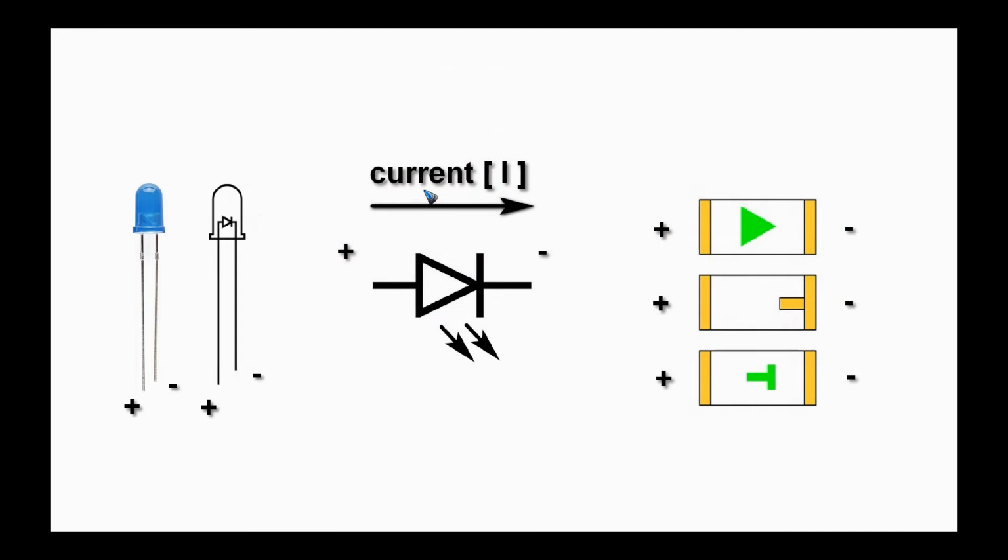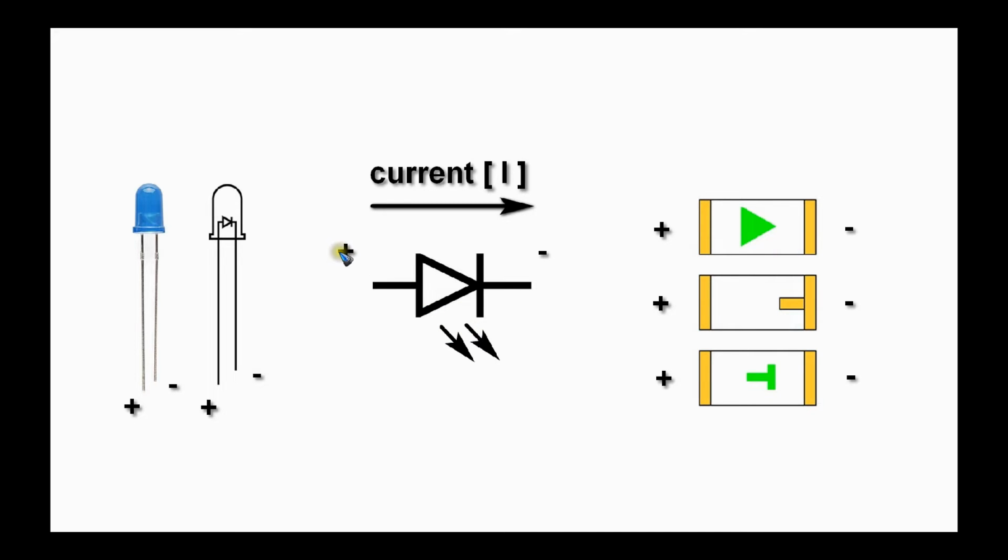The main characteristic of a diode is that it allows current to flow only in one direction. The schematic symbol of a diode is an arrow and a stripe, and the current can only flow in the direction of the arrow. For an LED, that is depicted by two light beams coming out of the diode.